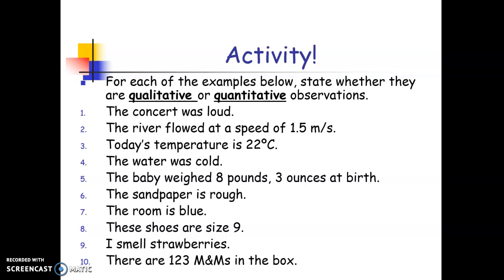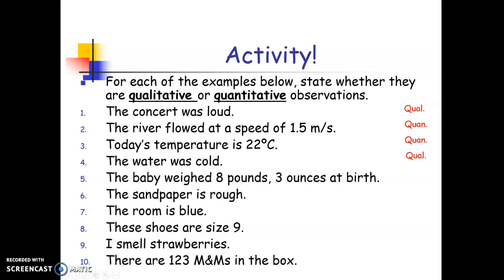Okay, so "the concert was loud" should be qualitative. There's no number there. We're just describing the level of noise. "The river flowed at a speed of 1.5 meters per second" is definitely quantitative. "The temperature today is 22 degrees Celsius" is quantitative. "The water was cold": we're not saying how cold it was with a temperature, we're just saying it feels cold. So that is qualitative.